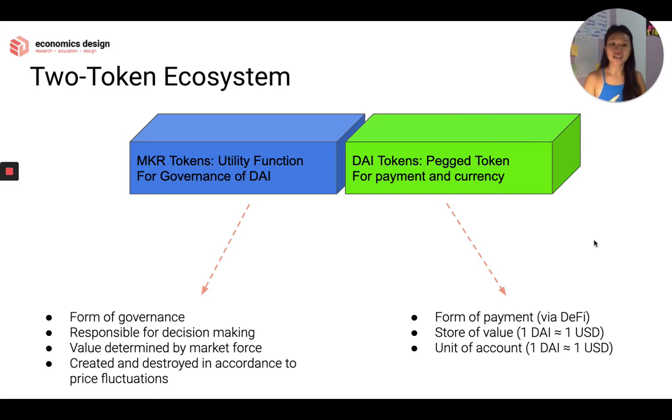Whereas DAI tokens are pegged tokens, for payment and currency, and for currency, there are three features or functions. The first one is it's a form of payment. It's a form of payment via DeFi, because you can use DAI tokens on the other DeFi apps. It's a store of value, so one DAI is about $1. There's a fluctuation of, I think, 15%. Store of value and unit of account are both pegged to the US dollar. It's not always 100% US dollar, $1, and it fluctuates.